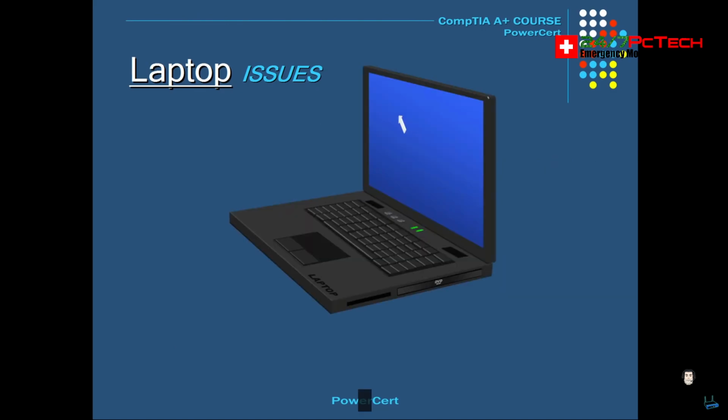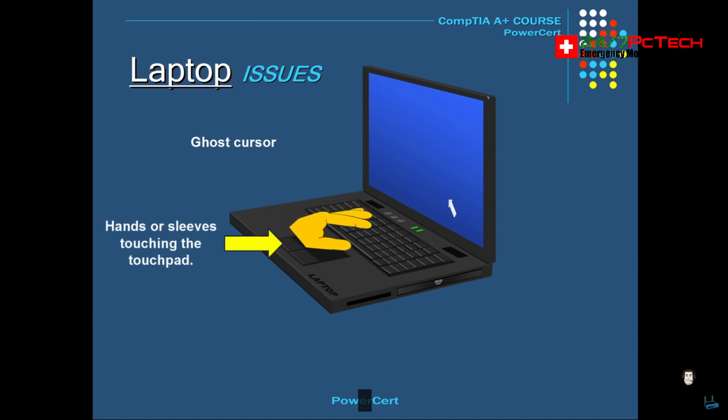Another issue on laptops is sometimes people complain as they're typing on the keyboard that the mouse cursor will move all by itself. And this is known as ghost cursor. And the main reason that this happens, especially in my own personal experience dealing with customers, is that when a person types on a laptop keyboard, a lot of times they don't realize that the palms of their hand, or maybe the sleeve on their shirt, is touching the touchpad, which will move the cursor. And so the best way to solve this issue is to go to the software touchpad settings on a computer and disable the tap feature.